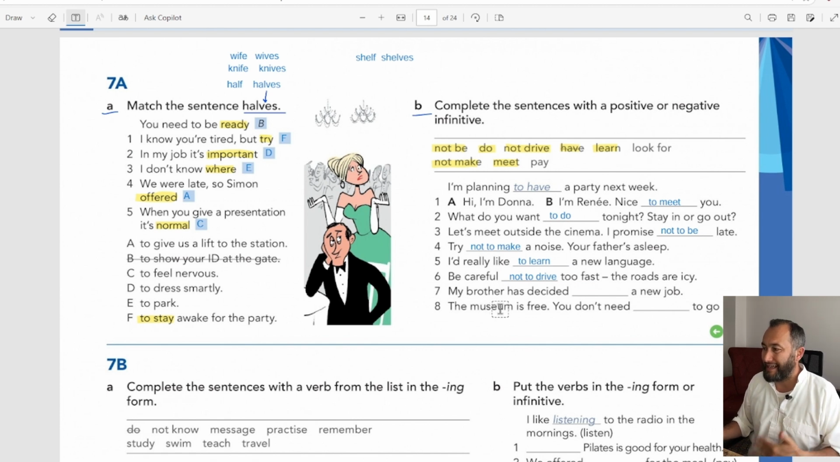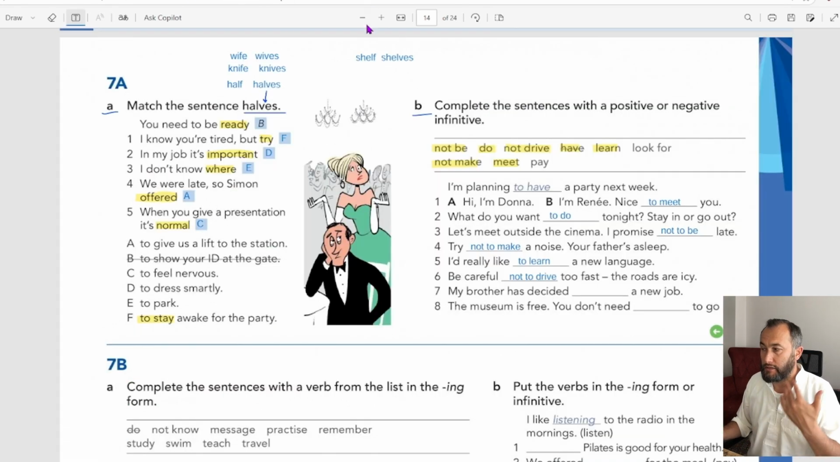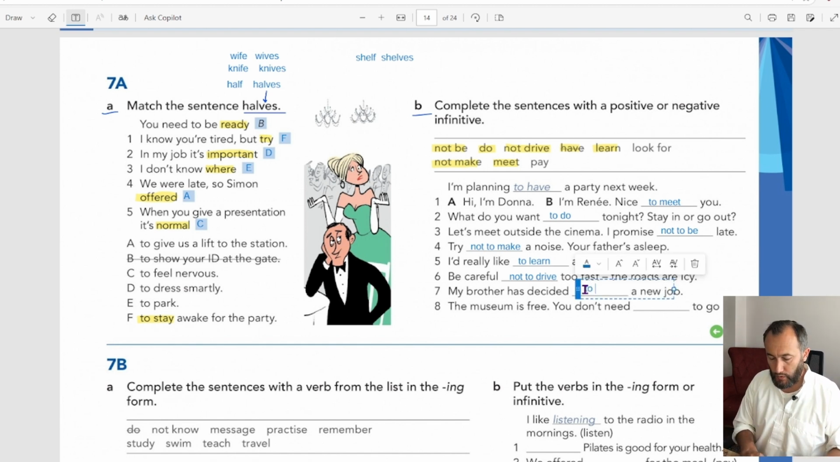7, my brother has decided a new job. Decide is one of these 14 verbs here, which is number 1, decide. So after that, we must use to plus infinitive. So my brother has decided to look for a new job. Yeah. So that's also done.